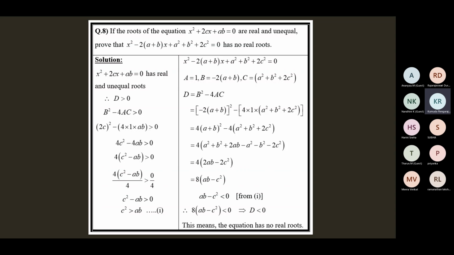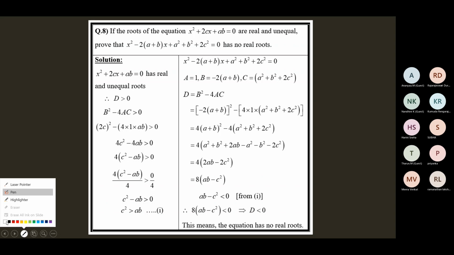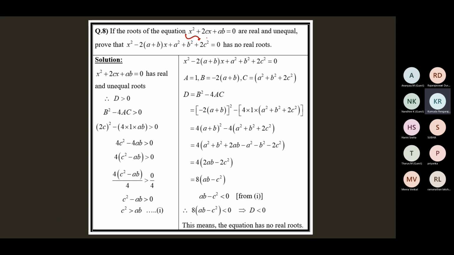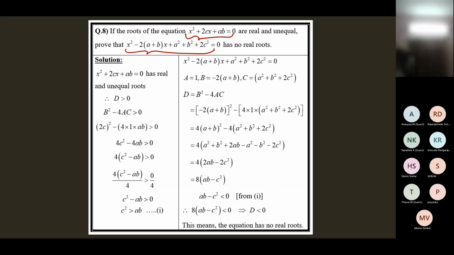It's given that the first equation, this is the first one, and this is the second one. It's clearly given that the first one has real unequal roots. That means D is greater than zero. So the given equation x square plus 2cx plus ab is equal to zero has real unequal roots. That means D is greater than zero.